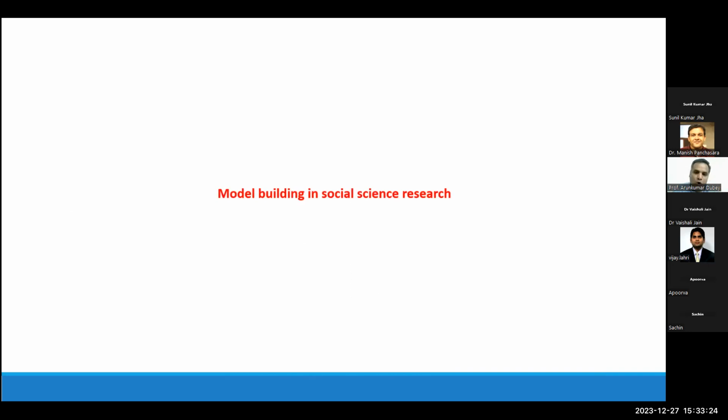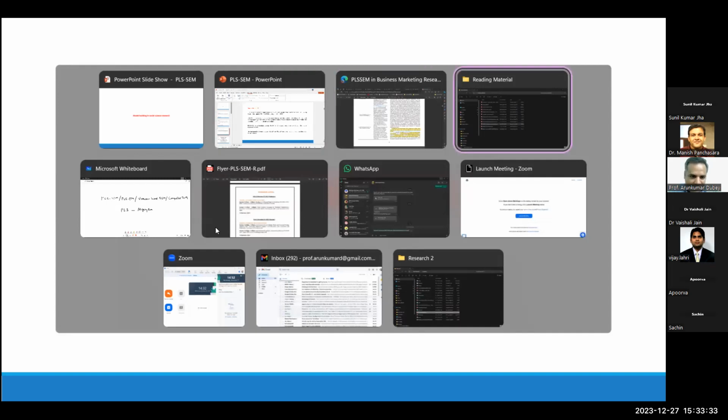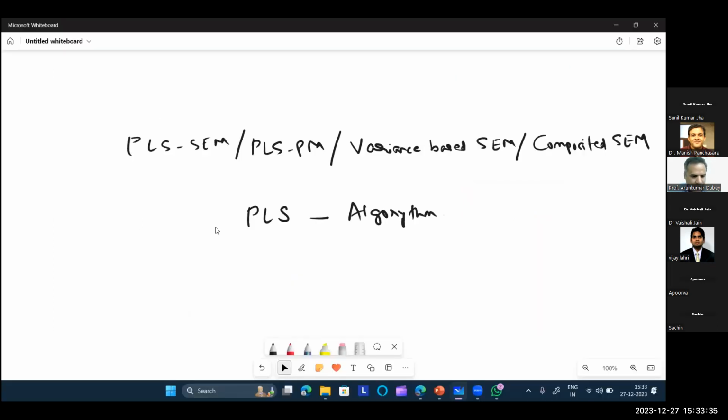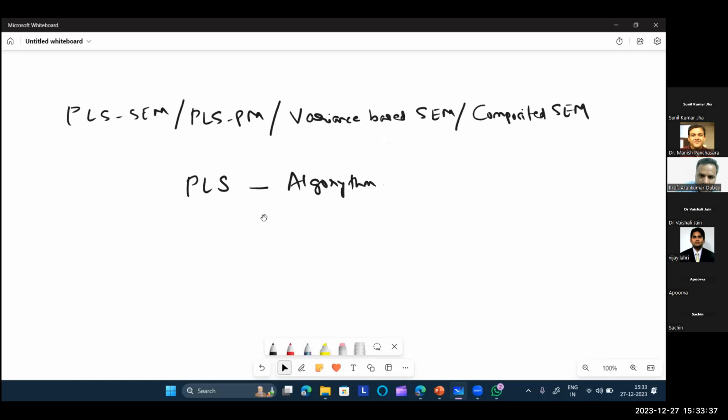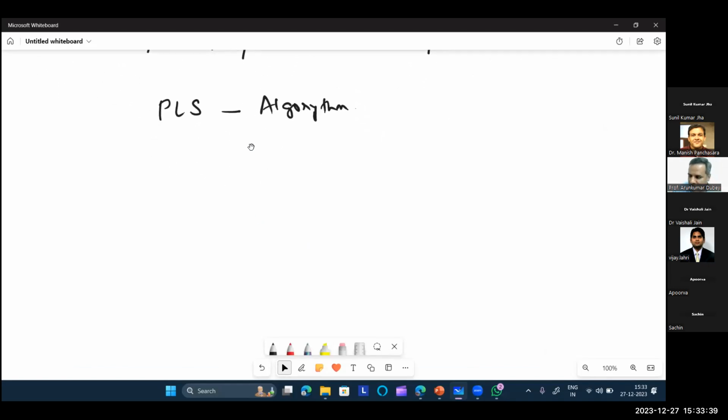Now let's focus on model building in research, R square and all those things, independent variable, dependent variable, and all those stuff like that. Let me take a whiteboard.